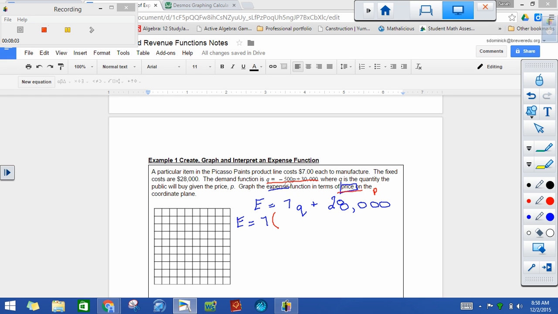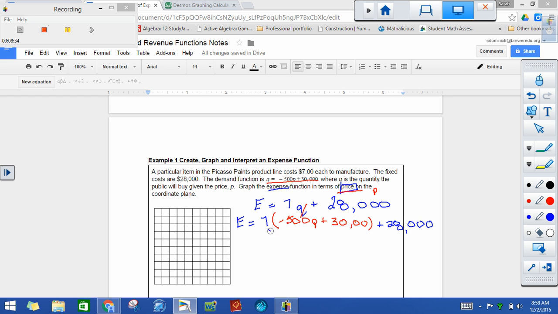So I'm going to put negative 500p plus 30,000. Oops, sorry, I'm hitting the button. Plus 30,000. That's what Q equals. I took that Q out, it's gone now. This red stuff is there instead. And I'm just going to write the rest of the expense equation. Plus 28,000. Okay? And I'm just going to go and solve this.